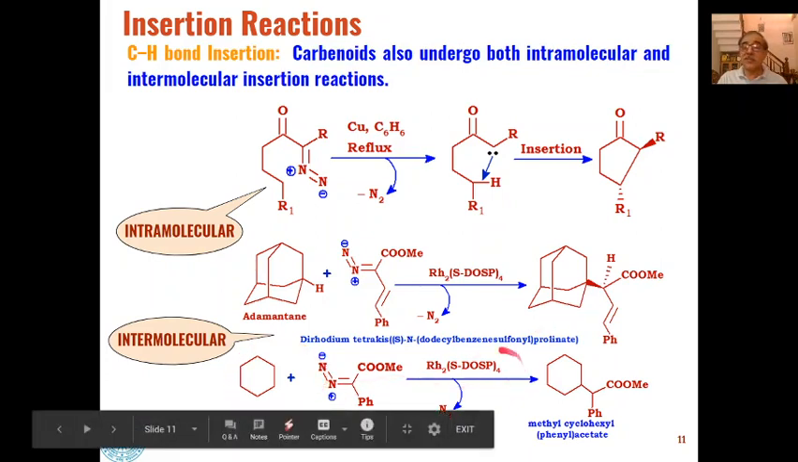Then second example, same catalyst, if these diazo compounds react with cyclohexane, then also we can get these types of products. And because these are not the chiral carbons, that is why we will get a product of this type. Methyl cyclohexyl phenyl acetate will be formed as the product with the addition of the carbenoid generated from this diazo compound and this chiral catalyst.